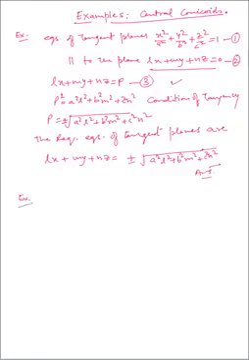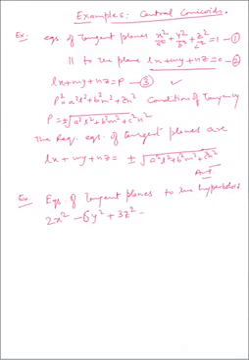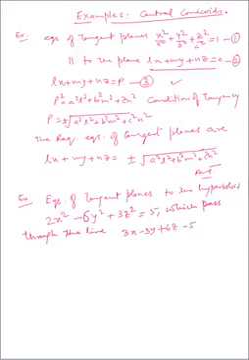सेकेंड एग्जाम्पल है, find the equations of tangent planes to the hyperboloid 2x square minus 6y square plus 3z square is equal to 5, which pass through the line 3x minus 3y plus 6z minus 5 is equal to 0 is equal to x plus 9y minus 3z.